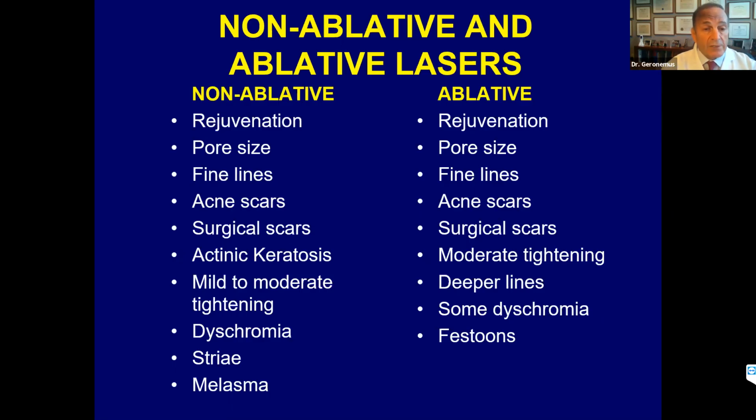So with the non-ablative lasers, the lasers we use that don't wound the skin, very good for rejuvenation, pore size, fine lines, acne scars, surgical scars, actinic keratoses, which are the areas of sun damage, mild to moderate tightening, discoloration of the skin, some stretch marks, and sometimes melasma, but that's another story for another time. And ablative, where we wound the skin, certainly rejuvenation, pore size, fine lines, acne scars, surgical scars, some tightening, the deeper lines, and the festoons, which is the puffiness below the eyes.